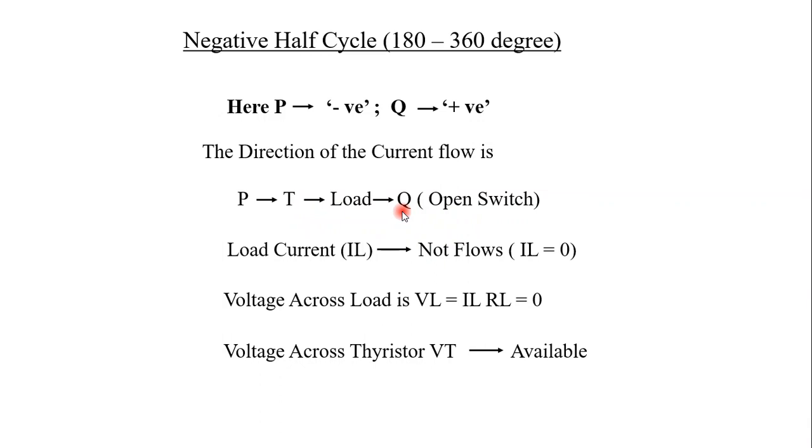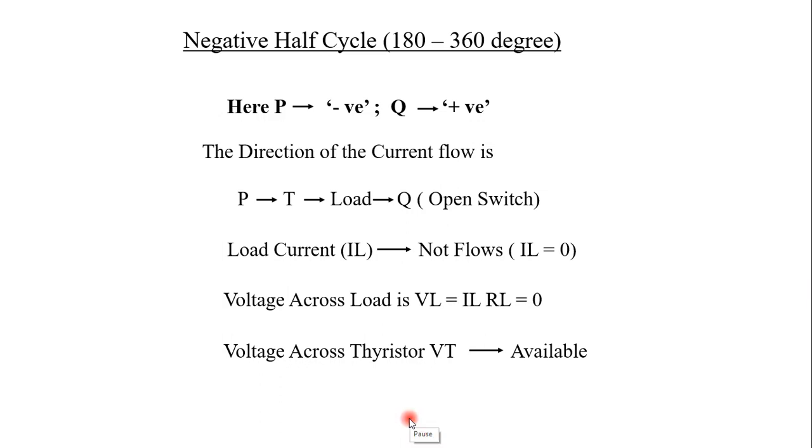So there is no current flow. So load current IL is equal to 0. The voltage across the load VL is equal to IL RL, which is also 0. Voltage across the thyristor Vt is available because in the negative half cycle the thyristor is an open switch. At that time the current IL does not flow, so the thyristor has the voltage.